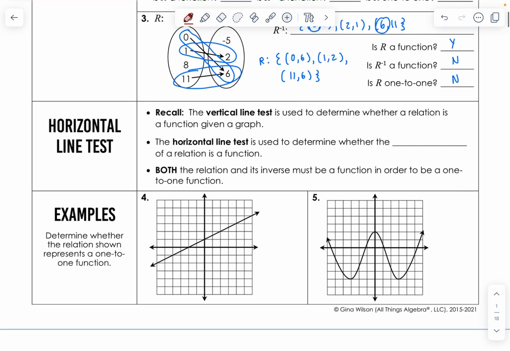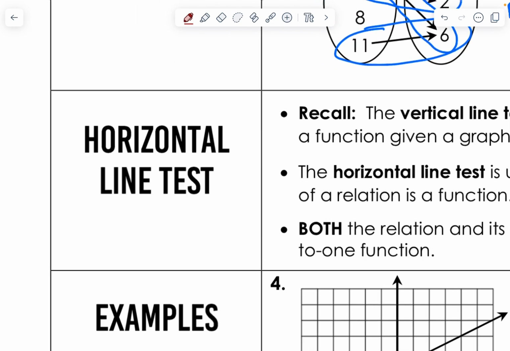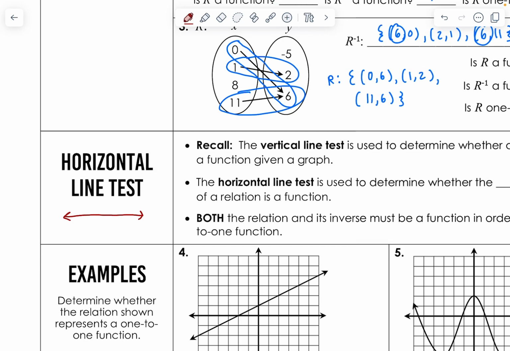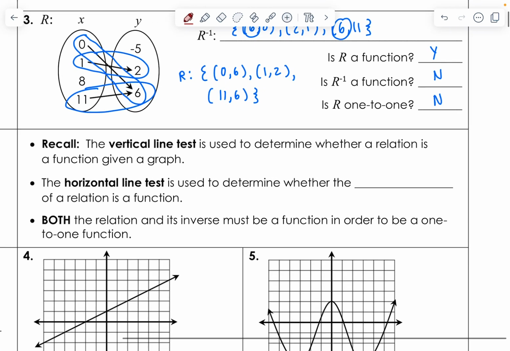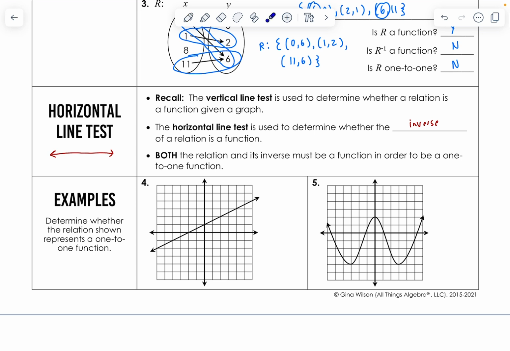All right, and similar to the vertical line test, when we used that to determine whether a relation was a function or not, there is also a horizontal line test that we'll use to help us out in this next section. The horizontal line test will determine whether or not the inverse of a relation is a function. And if you look at this bullet point right here, both the relation and its inverse must be a function in order to be a one-to-one function.